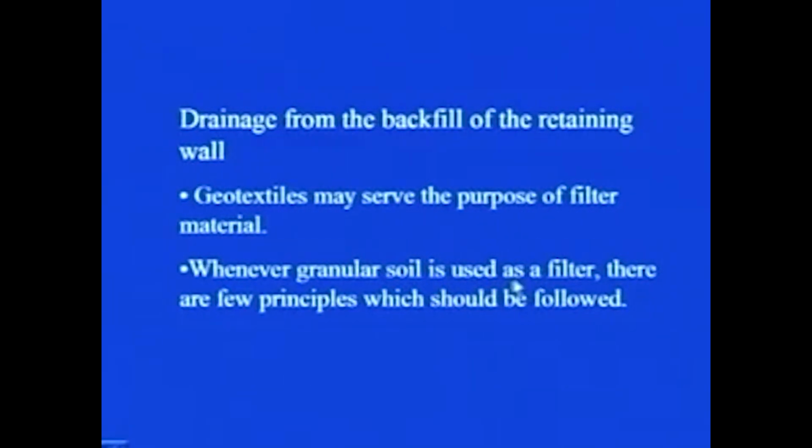Whenever granular soil is used as filter, there are a few principles which should be followed. You see, there are various types of geotextiles, or you can say various types of geosynthetics, and they have five types of function. One is separation, reinforcement, then filtering, they work as membrane and other things. So, if you can provide that filter kind of function through the geosynthetic, it serves very nicely, but they are a little bit costly.